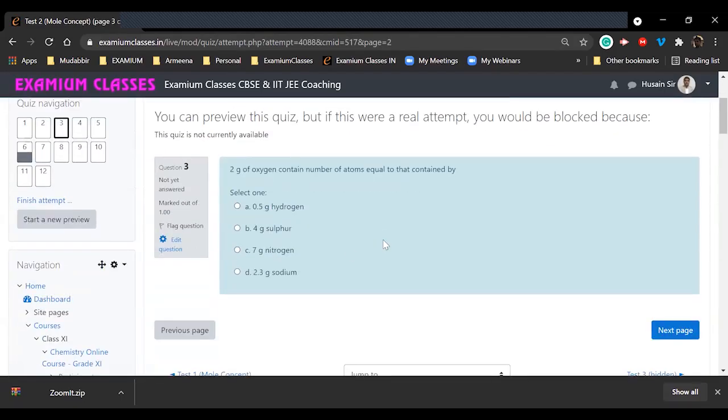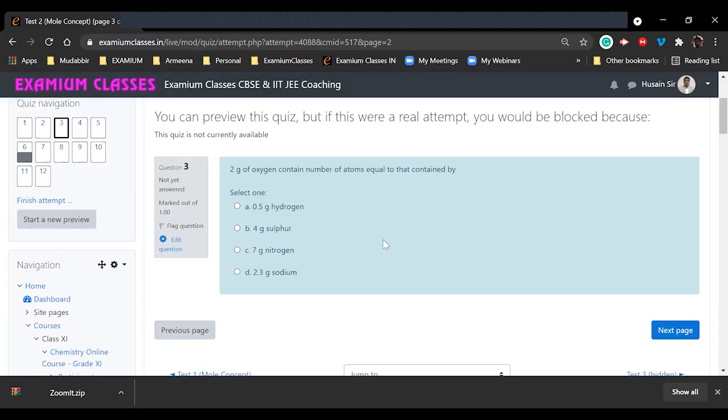Now the third one: 2 grams of oxygen contain number of atoms equal to that contained by. This one is easy. I don't think anyone should have any problem, but still if anyone has, let me know. 2 gram of oxygen, basically you know that 16 gram of oxygen, because that is the atomic mass of oxygen, is 1 mole. So 16 gram of oxygen will have 6.022 into 10 power 23 atoms. 2 grams will have 6.022 into 10 power 23 divided by 8, because this is 1/8 of 16.